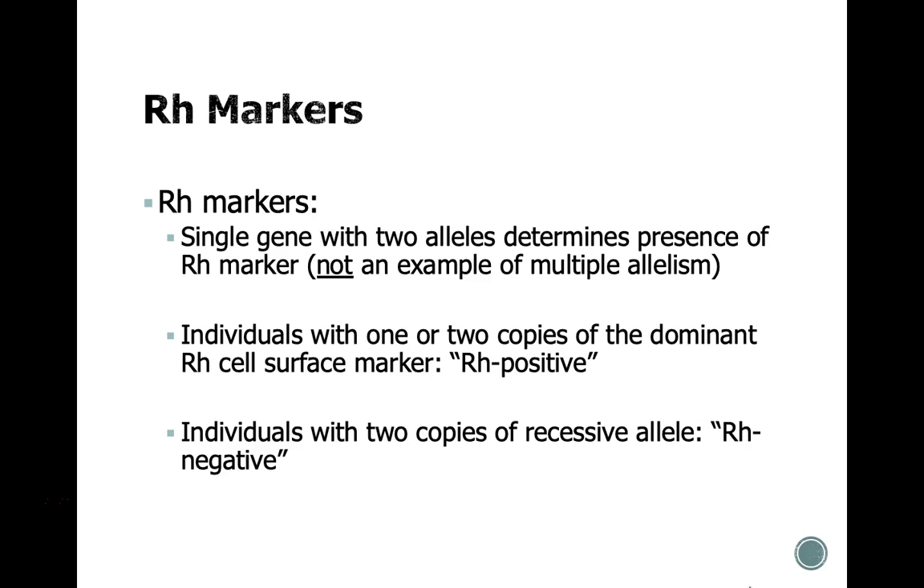Now, an individual who is positive can receive positive or negative blood, but an individual who is negative cannot receive positive blood. So you can see how on top of the blood types, this also complicates things a little bit.